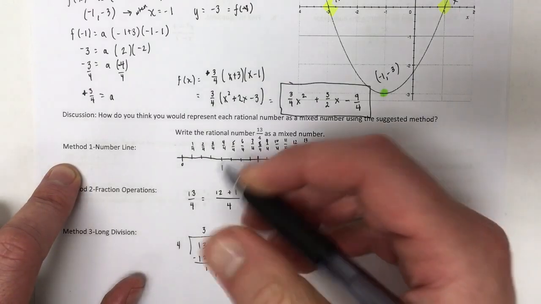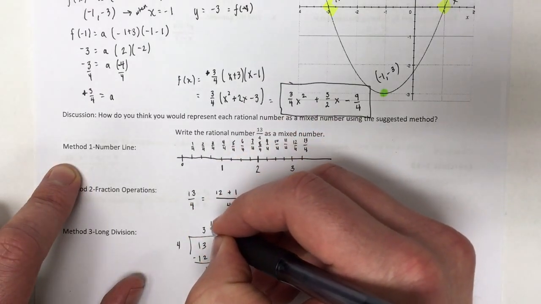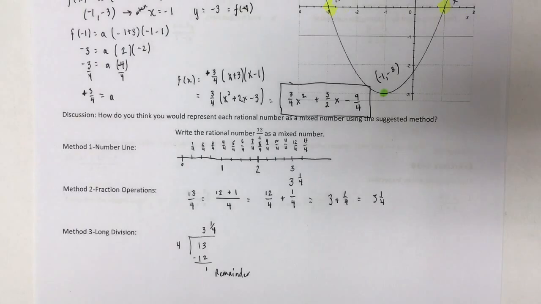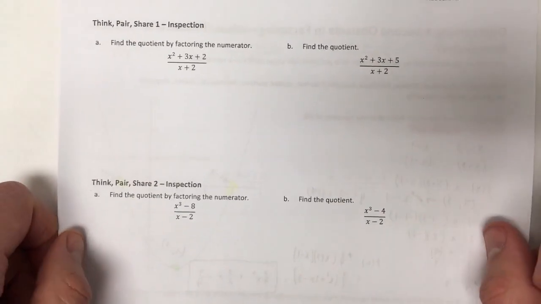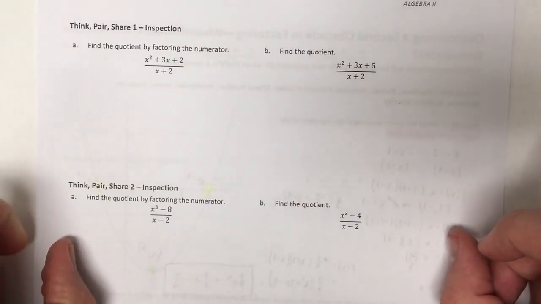You might have to think back a few years, but we would write it up with the divisor underneath and the denominator, and there's 3 1/4. All right, that's just the warm-up for what we're about to do next. And so here we go.